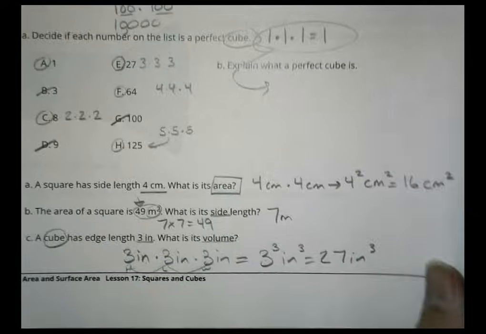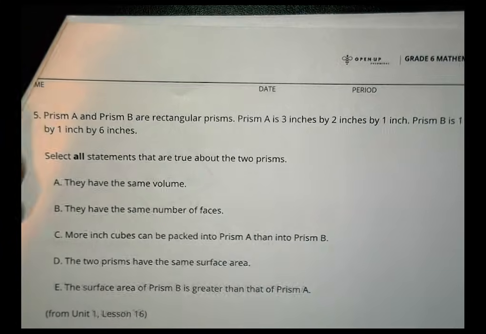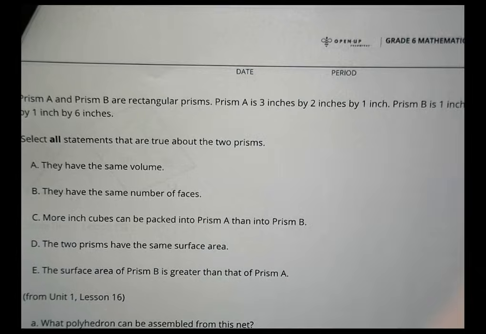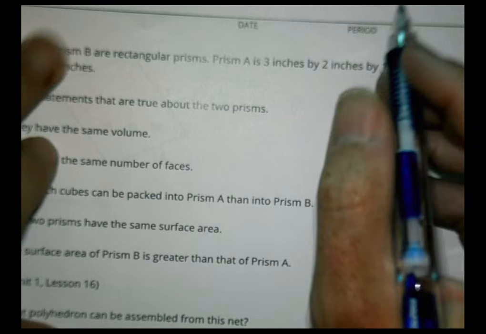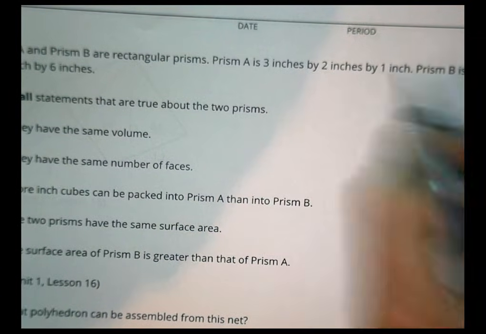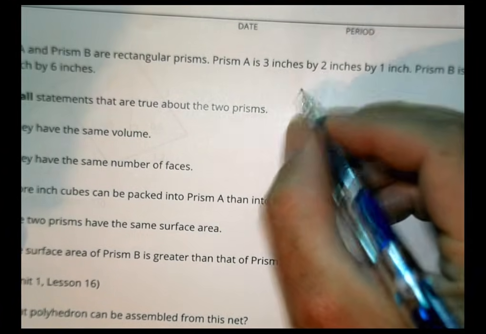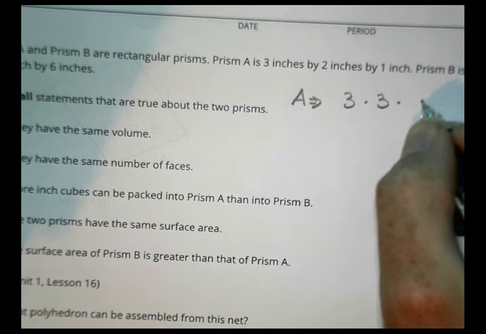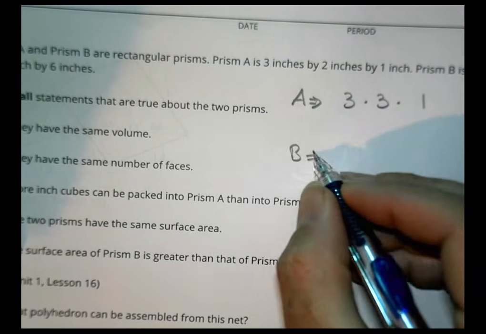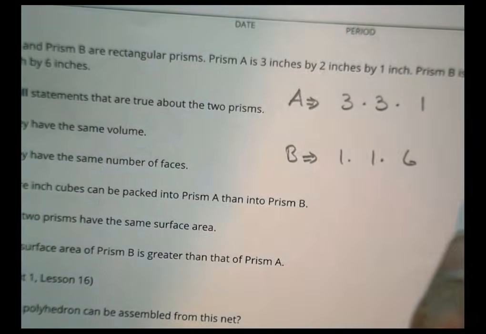Alright, number 5. Turn the page here. It says prism A and B are rectangular prisms. Prism A is a 3 inch by 2 inch by 1 inch. Prism B is a 1 inch by 1 inch by 6 inch. Okay, so let's just write this out real quick a different way. So A is a 3 by 2 by 1. B is a 1 by 1 by 6. Okay, just make sure I have that right there.